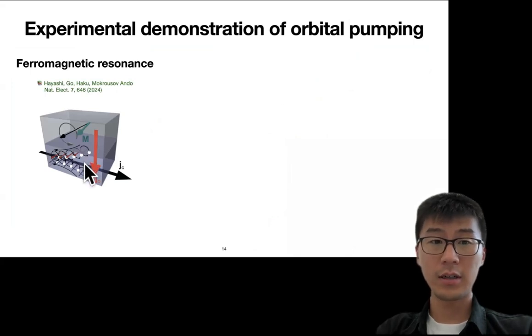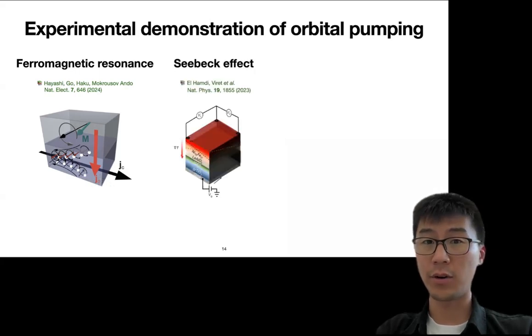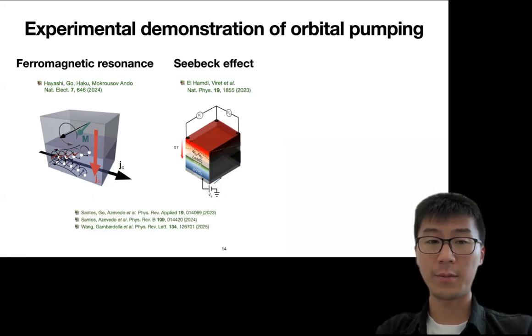For example, in this work, in my opinion, it's one of the most direct observations of orbital pumping. That is, first using ferromagnetic resonance, it pumped orbital angular momentum, and the generated orbital angular momentum was measured via the inverse orbital Hall effect in titanium in this example. And a similar experiment was also done by using the spin Seebeck effect, or orbital Seebeck effect. It means that incoherent magnetic excitations can also pump orbital angular momentum, and the conversion to charge current was detected in this LAO-STO interface in 2D. And similar experiments were also done, especially works by Azevedo and by Gambardella.